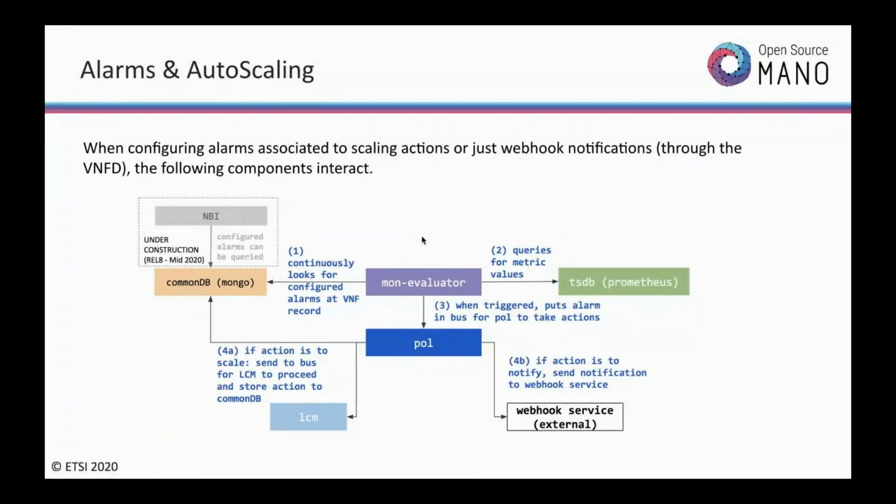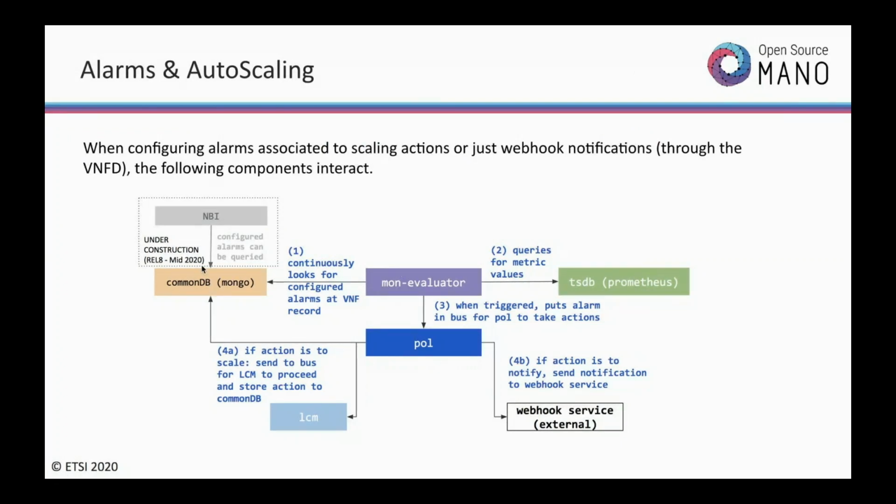If you have alarms configured in your descriptor, what MON does through its MON evaluator component is look for these alarms that are stored in CommonDB, because when you model a descriptor with anything, that information goes to the CommonDB. We saw that before, right? So MON goes continuously looking for alarms configured at the VNF record.